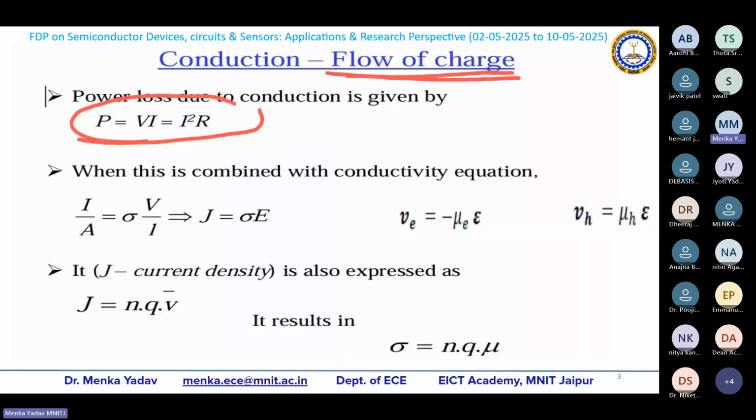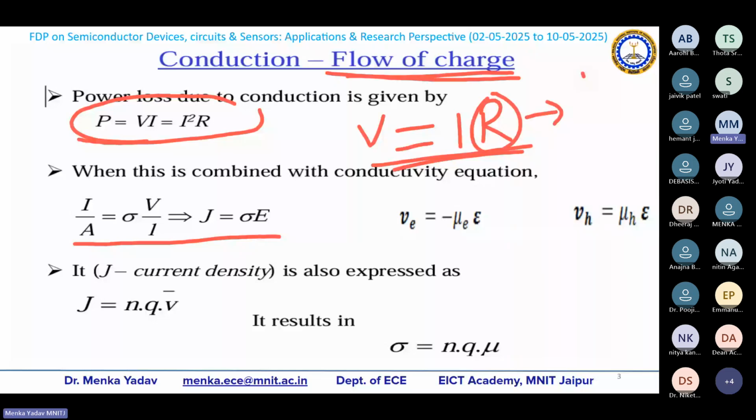I told you Ohm's law says that V is equal to I into R. If I rearrange this equation, I will get I by A equal to sigma V by L, because R is 1 upon sigma, that's the resistivity, into L by A. So I into R is equal to V. Rearranging, we get J is equal to sigma E, which is nothing but Ohm's law, and especially we will be using this Ohm's law for semiconductors.